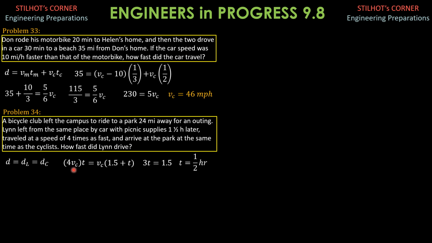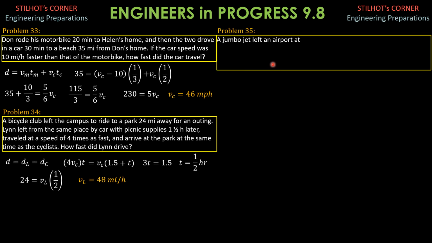Since 4 times v sub c times time is equal to distance, which is 24 miles, 24 miles equals the speed of Lynn. I'll just call it v sub l, although it is 4 times v sub c. It's not required here. Then since the travel time of Lynn is 1/2 hour, times 1/2. Therefore, we can now compute the rate of Lynn, the speed of Lynn, which is 24 times 2, and that is 48 miles per hour.